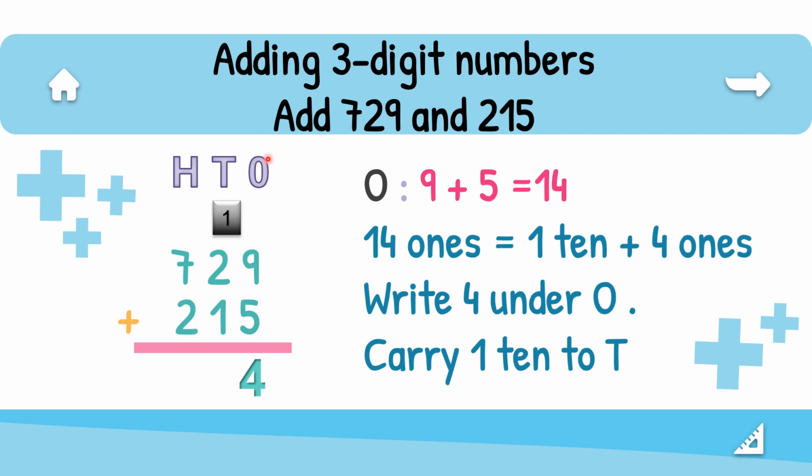Now ones column, add 9 plus 5. 9 plus 5 will be 14. So 14 ones will be equal to 1 ten and 4 ones. So write 4 under the ones column and take 1 ten to tens.